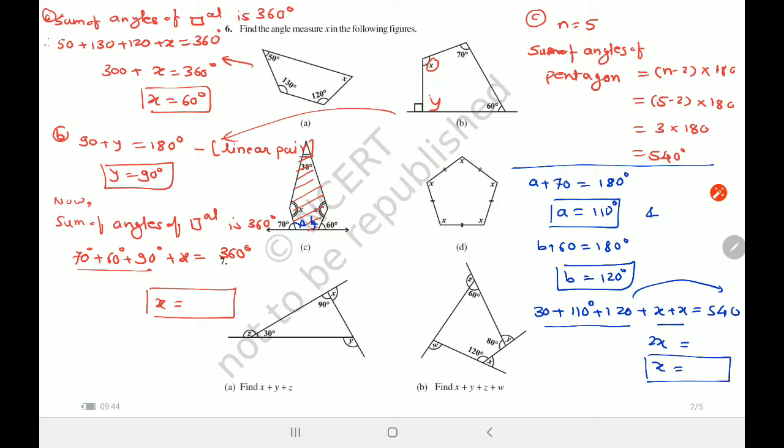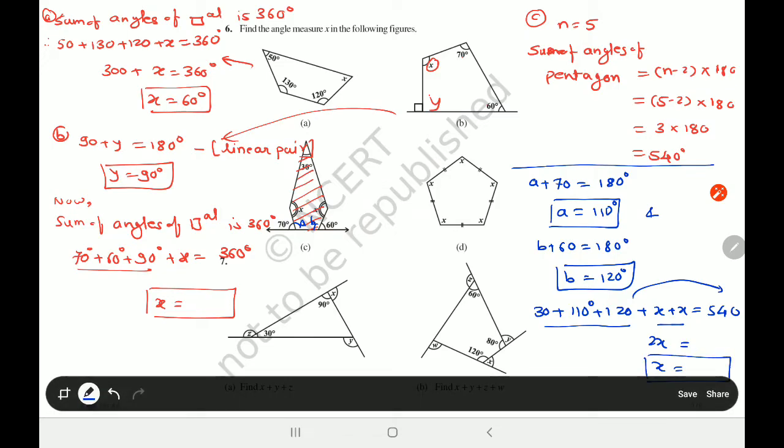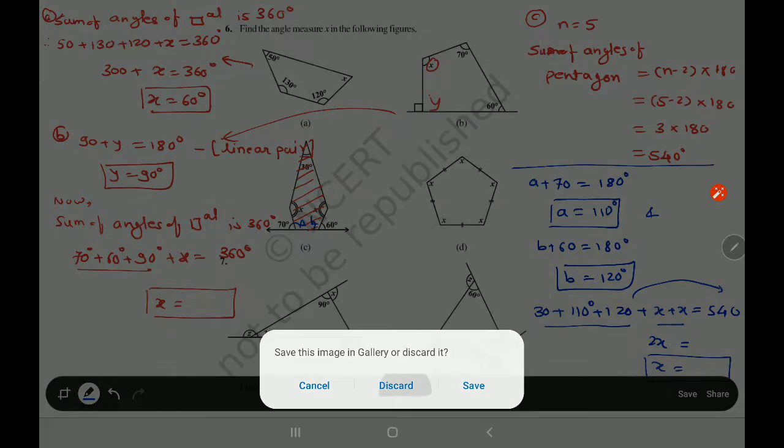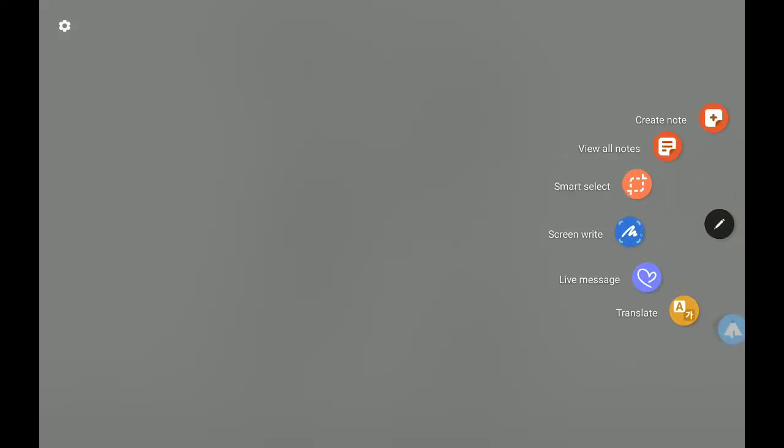Of course, you can verify your answer with the textbook. I'm not here to tell you the answers. I'm just telling you the method in case you have a doubt. Okay? Accuracy you have to gain. There is no other option. चलो, let's not waste time. हम लोग इसको डिस्कार्ड कर देते हैं and then we'll go for the next question of pentagon.